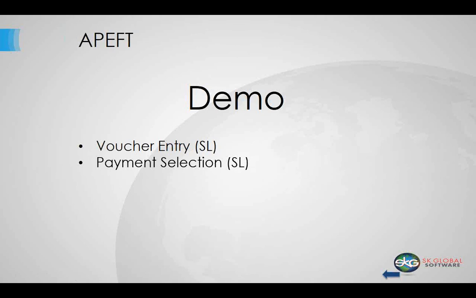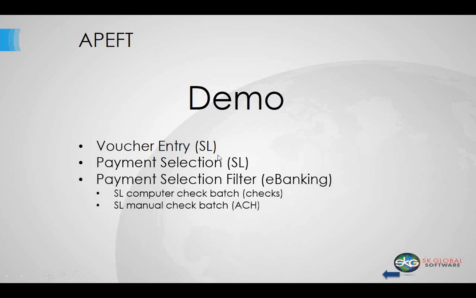So now I've got a payment selection batch with 500, but what I need is 2. So we have what's called the payment selection filter. This is part of our module, and you just add it to your process. You run this SL batch of 500 through the filter, and it actually breaks it into 2 batches. So you have a batch of 300 checks and a batch of 200 ACHs. Now they're nicely separated, and we can process the checks separately from the ACHs.